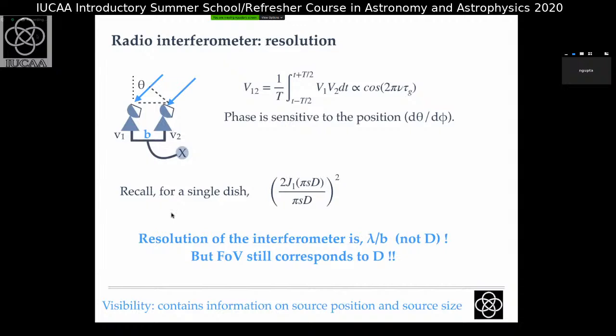So very quickly, I'm coming to a situation where the resolution of my instrument is dependent not on the diameter of the dish that I'm using to build it, but on the separation between the two dishes, the baseline. But field of view still corresponds to the capital D, right?